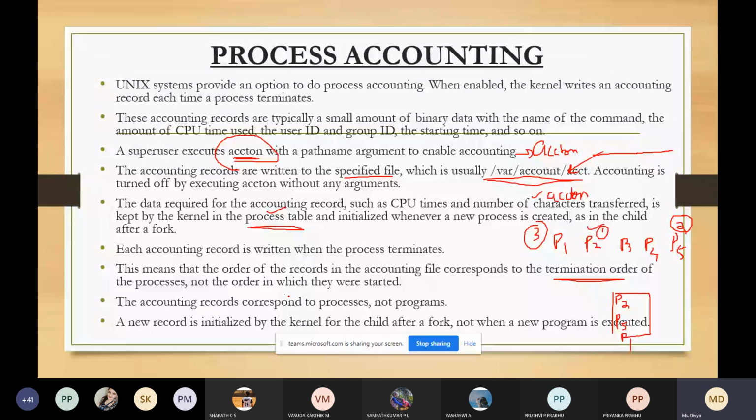Then accounting records correspond to the process, not a program. So here the accounting record will not have any program information, it will have only process information. Then a new record is initialized by the kernel for the child of the fork, not when a new process is executed. So for the child, we'll have all these record informations.